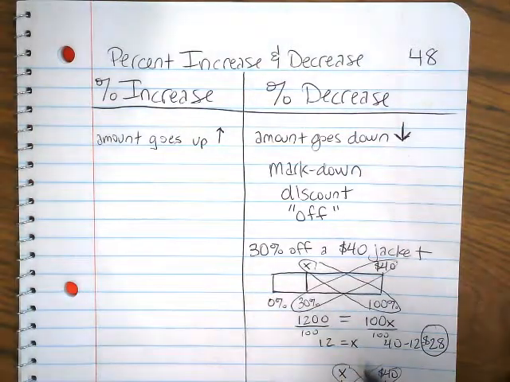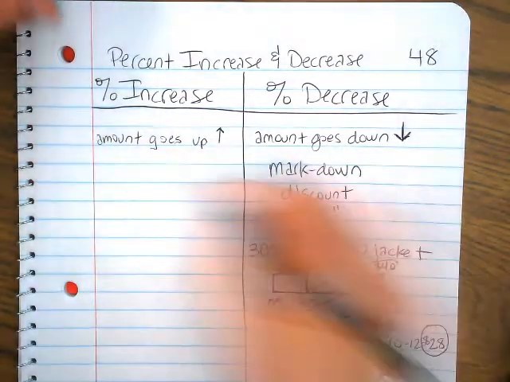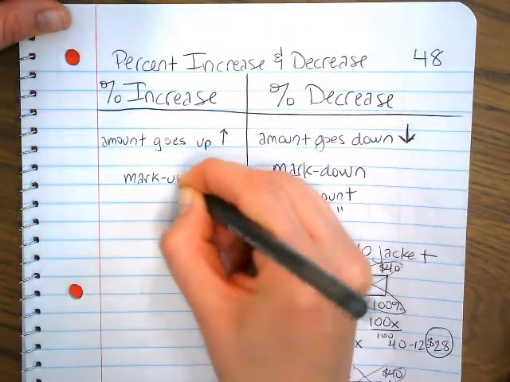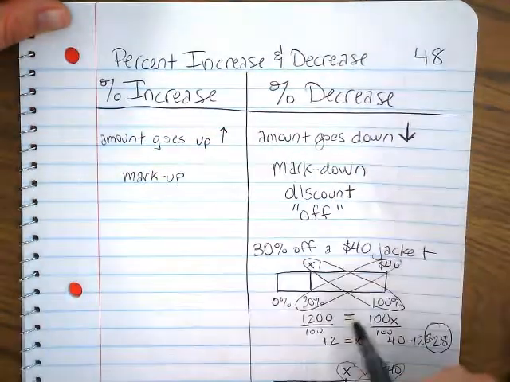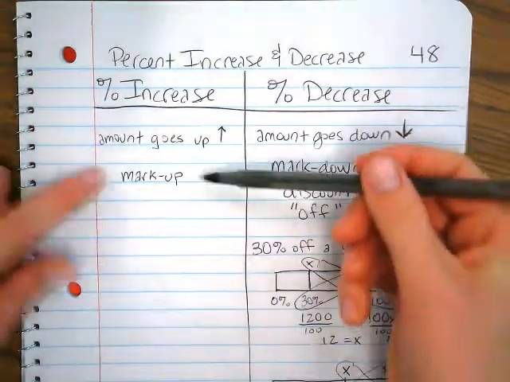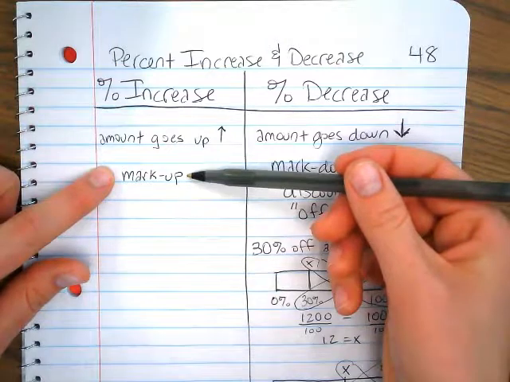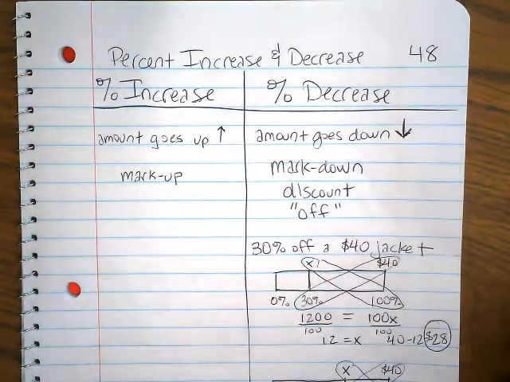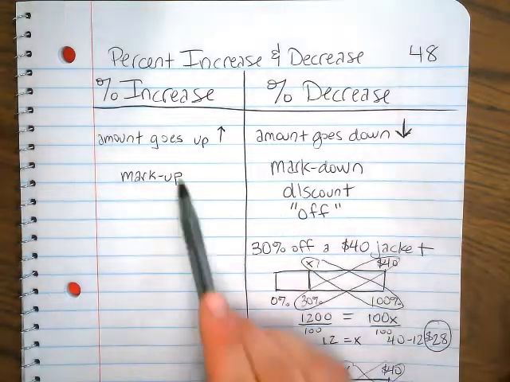And here are some different situations where you might see a percent increase. One example is a markup, the opposite of markdown. A markup is when a store buys something for a certain price from a company, and then before they sell it, they mark it up so that they actually make some money when they sell it. So that's called a markup.